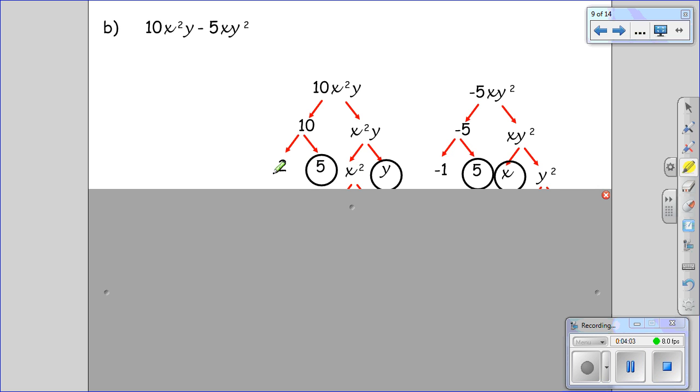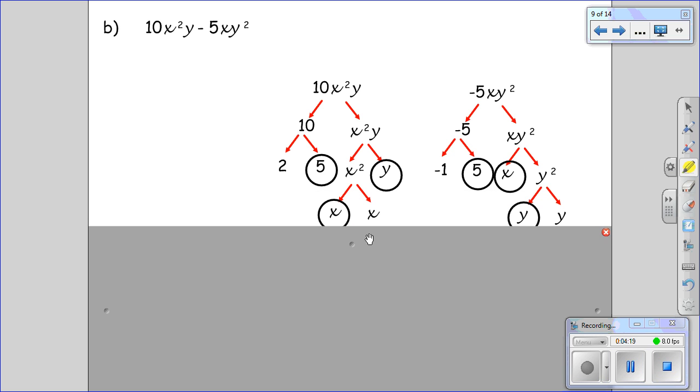Once I get prime numbers, and I forgot to mention this on the last screen, once I'm down to prime numbers, I'm done working through and simplifying them. So I can just keep working on the variables. And once I'm down to a variable without an exponent, I'm finished there as well. So x squared can be rewritten as x times x. The y squared is y times y. And I look for what's common.